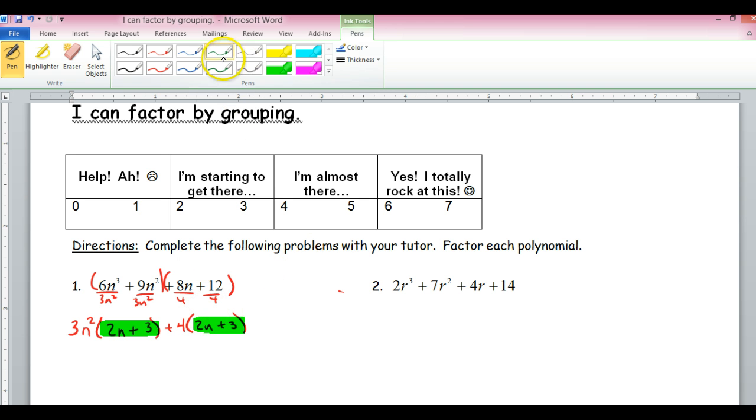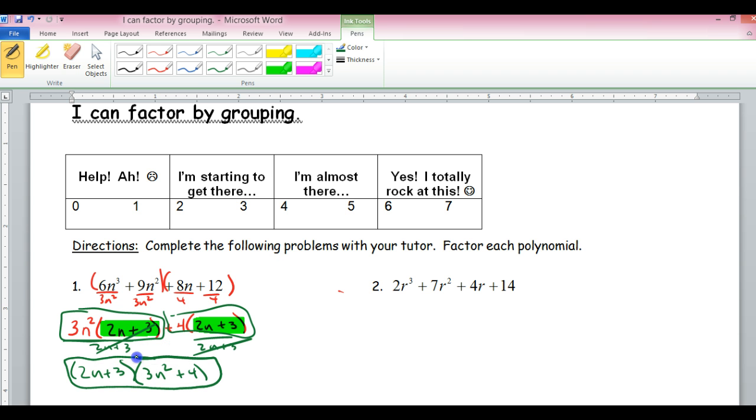Once these binomial factors match up, this is a term and this is a term, and it's almost like we're doing the greatest common factor again. What is a common factor between this term and this term? Well, it's 2n plus 3. So we pull that 2n plus 3 out, and if we divide both of these by 2n plus 3, the 2n plus 3's cancel out. What do we have left over here? 3n squared. What do we have left here? Plus 4. And that is how we factor by grouping.